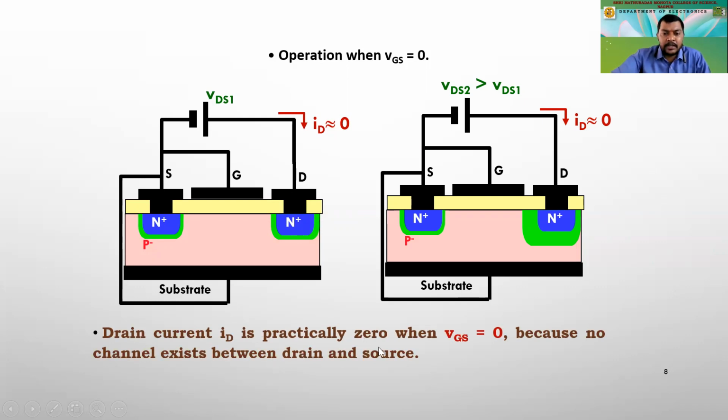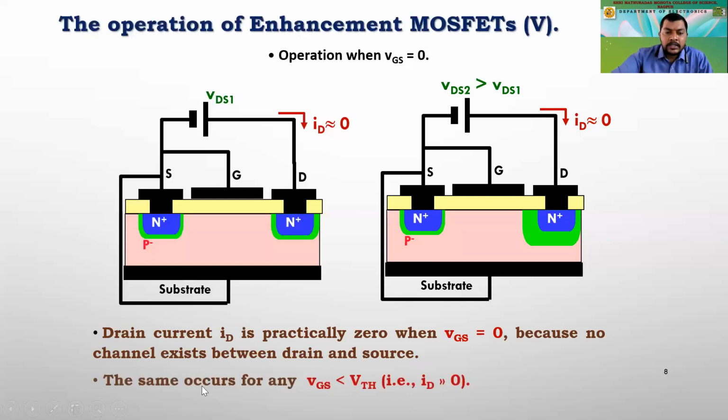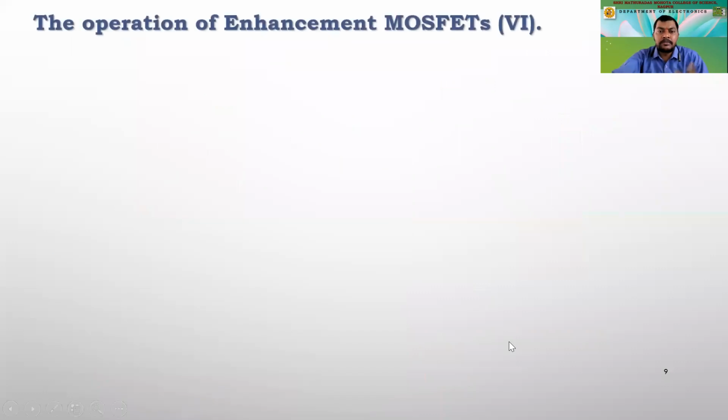So the drain current ID is practically 0 when VGS equals 0, because no channel exists between the drain and the source, right? The same occurs for any VGS which is less than the threshold voltage. So unless and until we have a voltage equal to the threshold voltage, the ID current will remain equal to 0. So we have to give a gate source voltage higher than the threshold voltage. Unless we give that, we won't be able to have the current flowing through. So ID current remains 0 even if the gate source voltage is less than the threshold voltage, right? So we have some limitations over there.